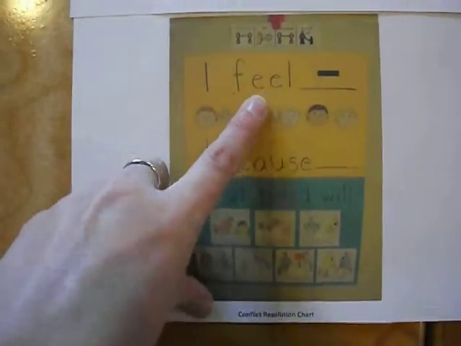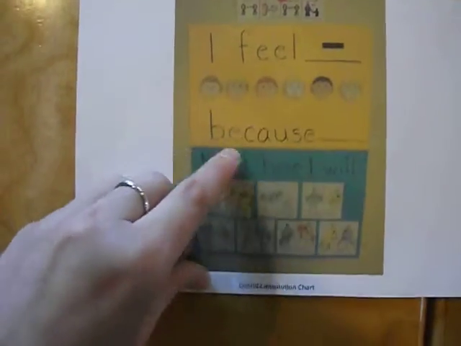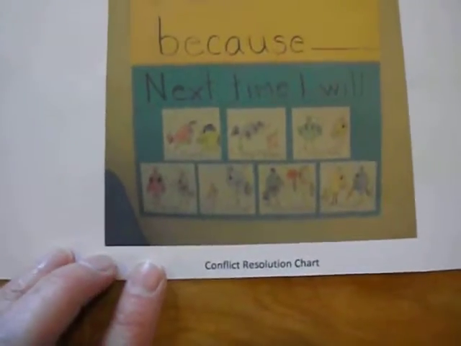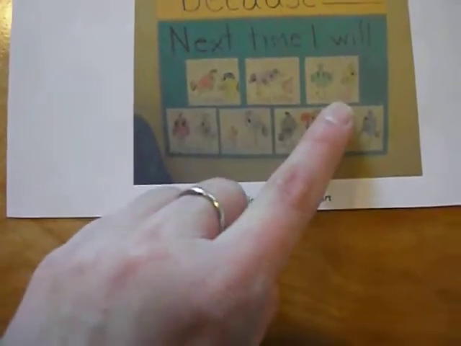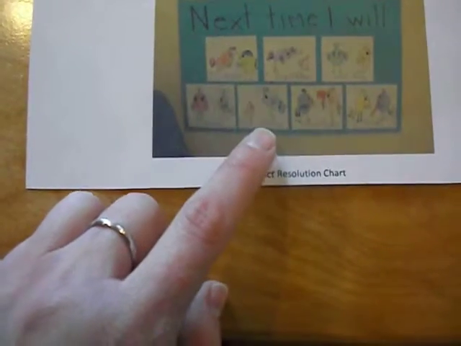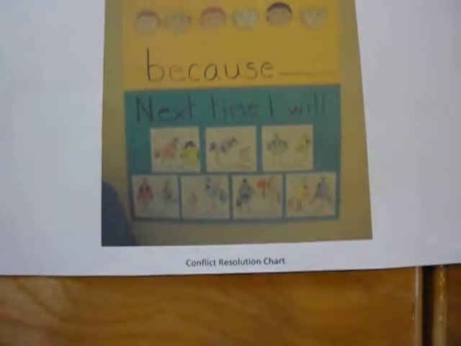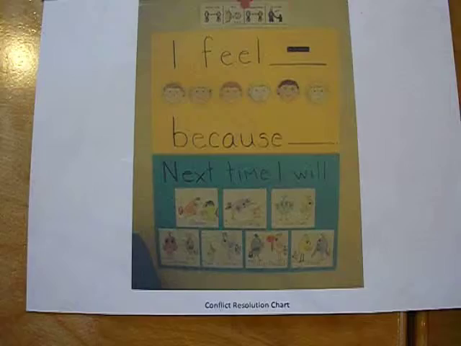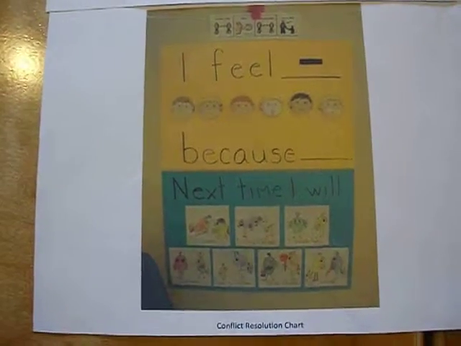It says, I feel. They get to choose a face of how they feel, put it up there, and then define that face, because, and then explain the problem that they encountered. And then they get to choose a new thing for next time. Next time I will share, say please, walk away, ignore, get a teacher, say stop please, or trade toys. This allows them to find a solution that is age appropriate, and also they can use this chart independently after they've been trained with a teacher.